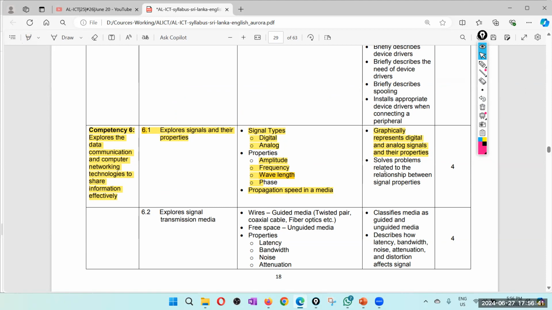Solves problems related to the relationship between signal properties. That is why I told you that fiber optics is better than copper wire in some cases, because some of those distortions do not affect it. And I told you that we need to use repeaters and boosters, because signal strength tends to deteriorate. So we have covered those things, and some of these we will revisit.